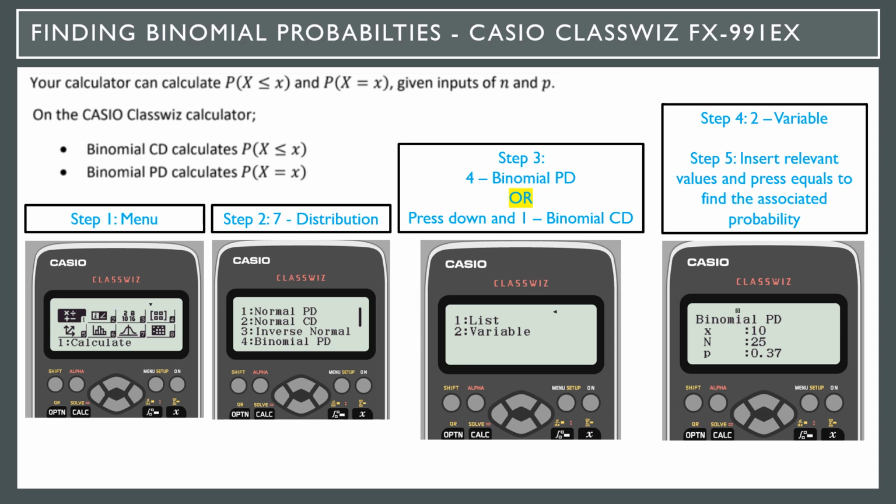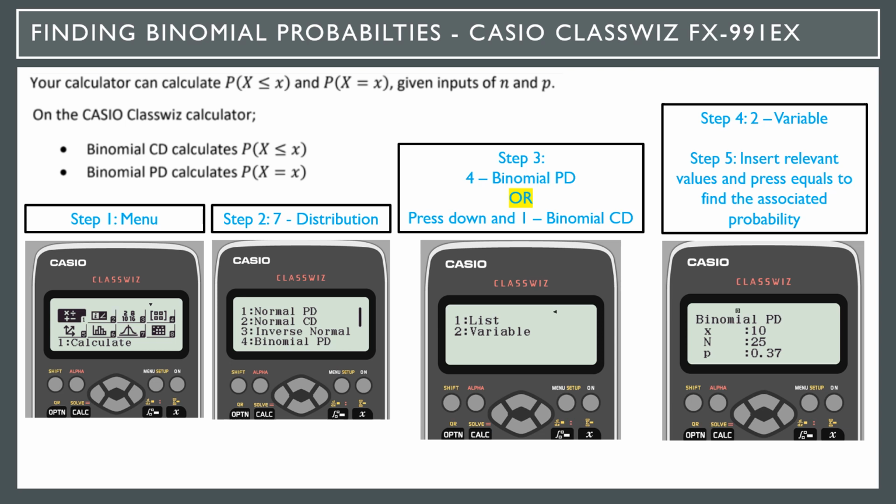In terms of where these functions sit on your calculator, the first couple of steps are the same. You would choose menu and then select 7 for distribution. From here we would specify whether we wanted the cumulative distribution or the probability distribution. You would choose 4 for the probability distribution, and that's for if you were trying to find a single probability, for example the probability that x was equal to 10. But you would press the arrow down once and then choose 1 for the binomial cumulative distribution if you wanted to find the sum of the probabilities up to and including a given value.